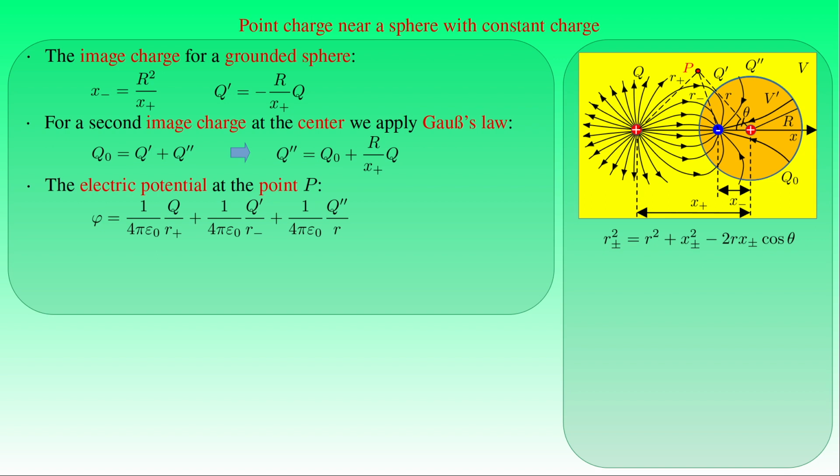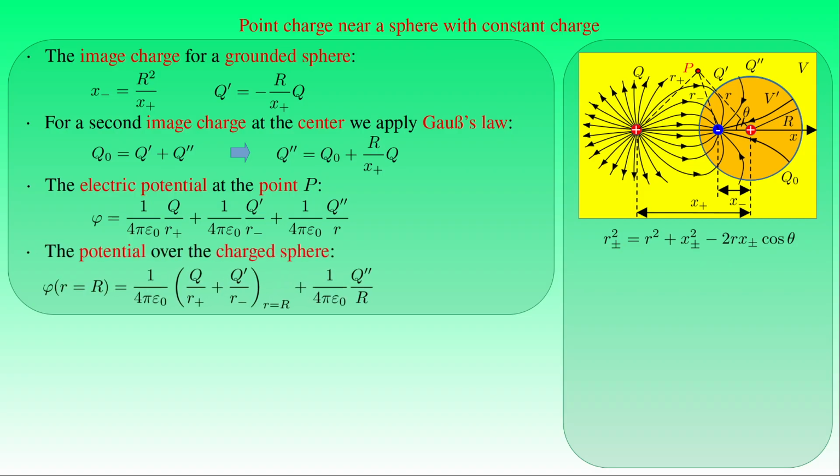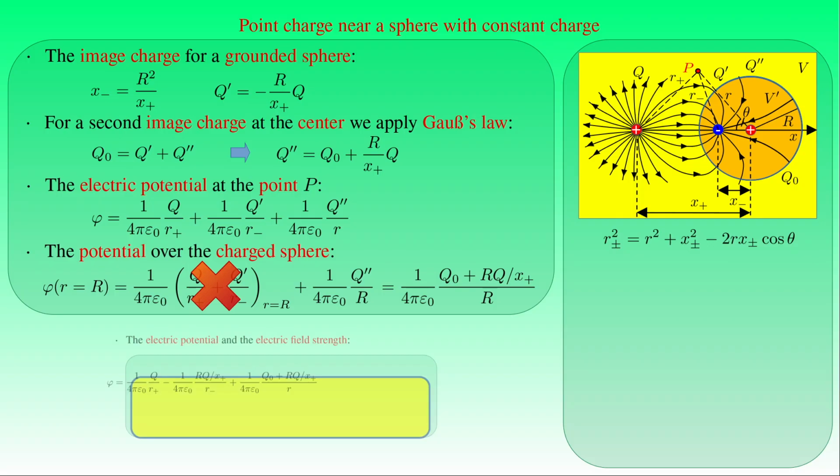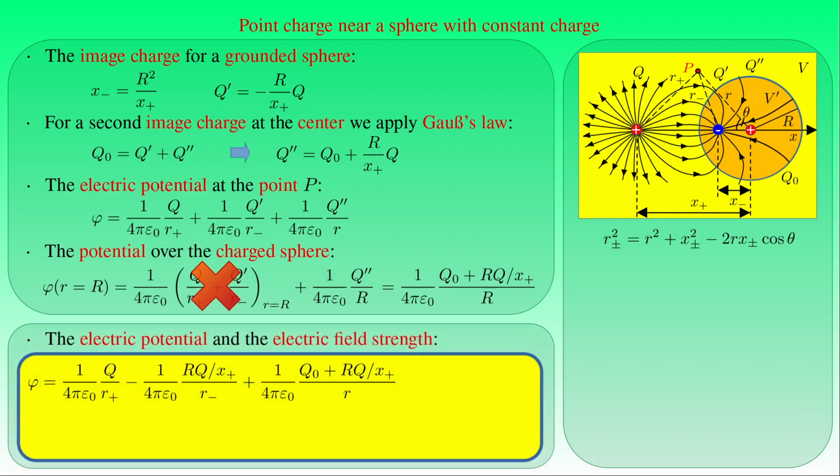We already saw that the sum of the first two terms of the potential vanish over the sphere for the expressions for x sub minus and Q' shown here. Then the potential phi over the charged sphere is given by 1 over 4 pi times epsilon naught, times Q' over R. We can also insert the expressions obtained for the image charges Q' and Q'' into the second and third terms of the electric potential phi.